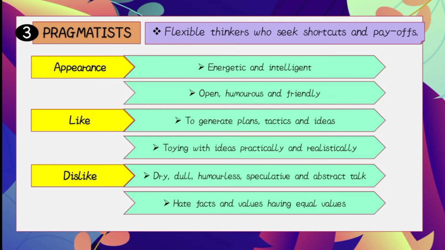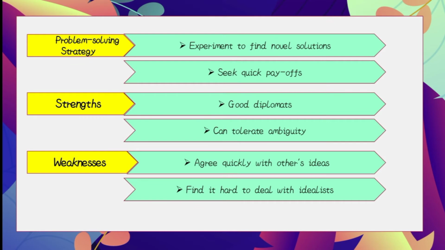Appearance: they are energetic and intelligent. They are open, humorous, and friendly. They like to generate plans, tactics, and ideas. They also like toying with ideas practically and realistically. They dislike dry, dull, humorless, speculative, and abstract talk. They hate facts and values having equal value.